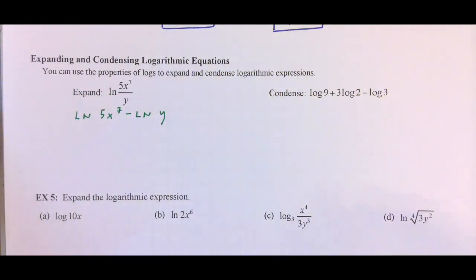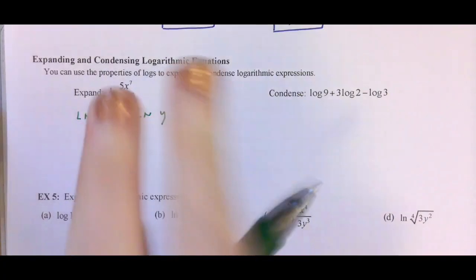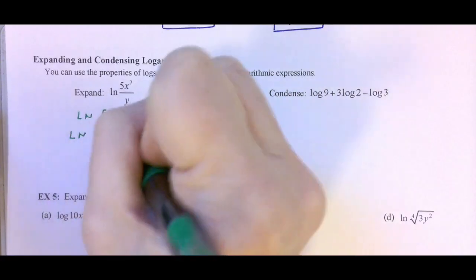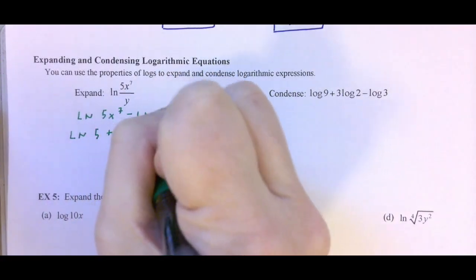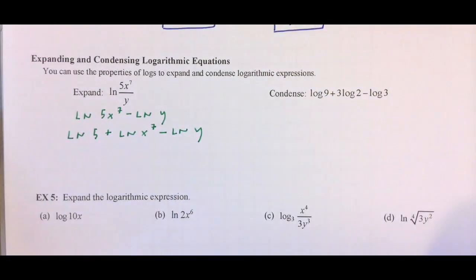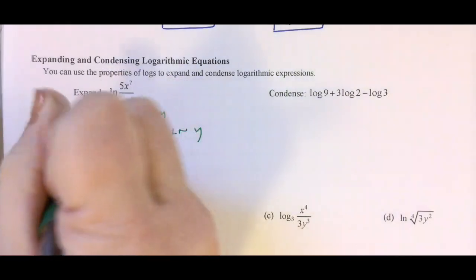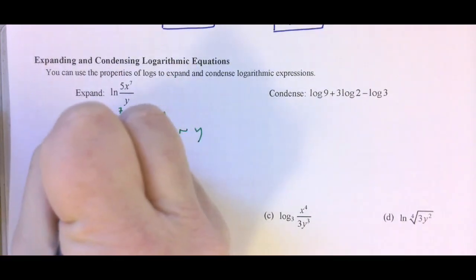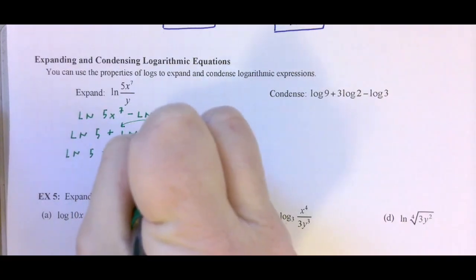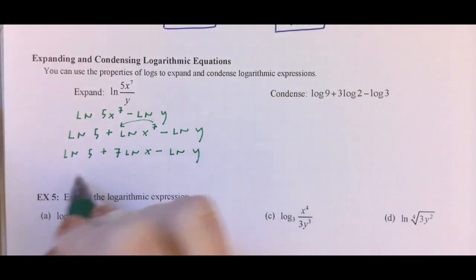And then I'm seeing that right here, that's a product right there. That's two terms. So I can split that up. Natural log of 5 plus natural log of x to the 7th minus natural log of y. Last thing to do is pull the exponent out in front, and then I am fully expanded. Okay, that would be my final answer.